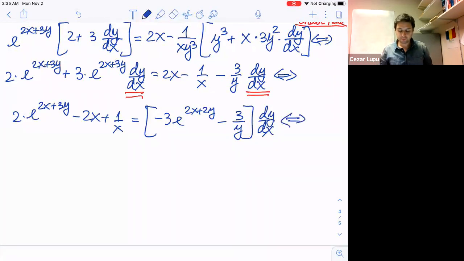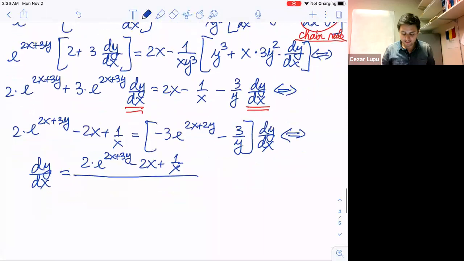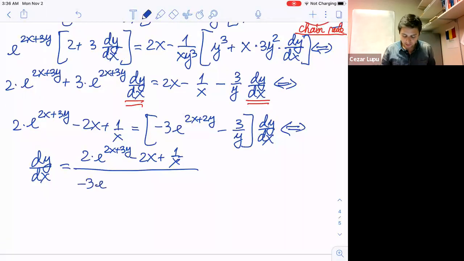which will be equal to, now if we separate, so it will be equivalent with dy over dx equals 2 times e to the 2x plus 3y minus 2x plus 1 over x, and everything over negative 3e to the 2x plus 3y minus 3 over y.